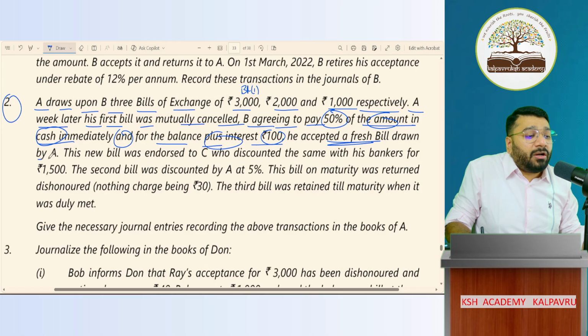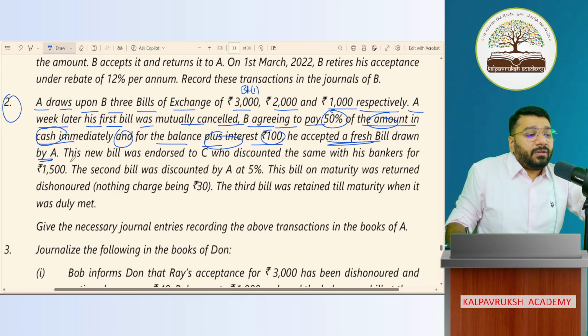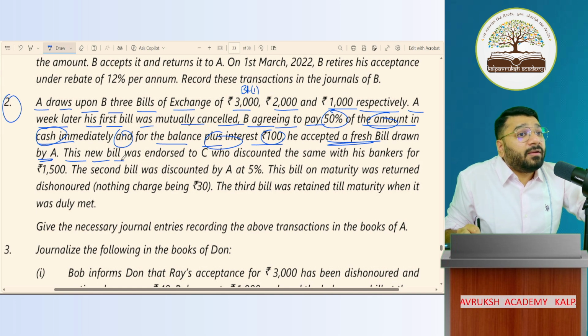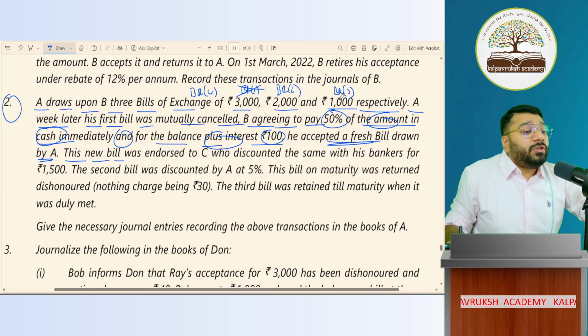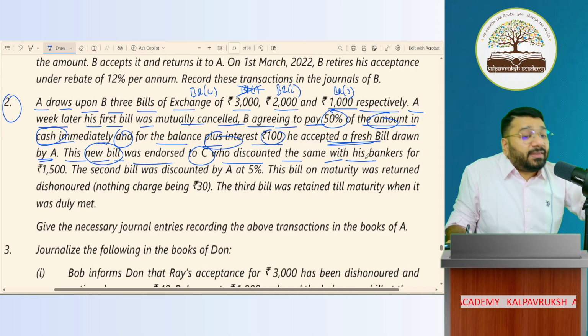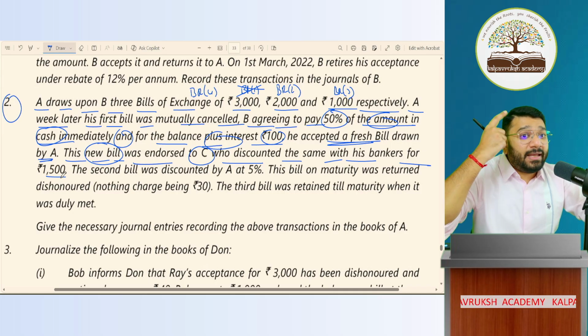A fresh bill is drawn by A. Got it? I'm speaking about which bill? BR1. This new bill, BR4. BR1 got cancelled into BR4, because this is BR2, this is BR3. So the new bill BR4 is endorsed to C, who discounted the same with his banker for 1,500. So which bill got discounted? BR4 got discounted. The diagram should be there in your mind.